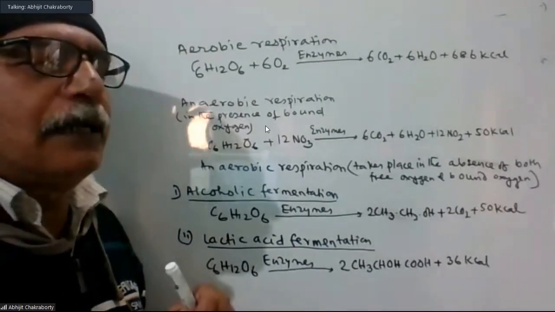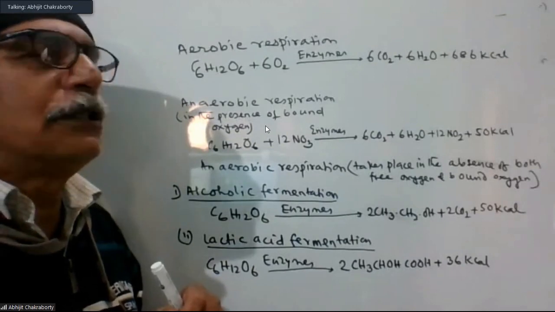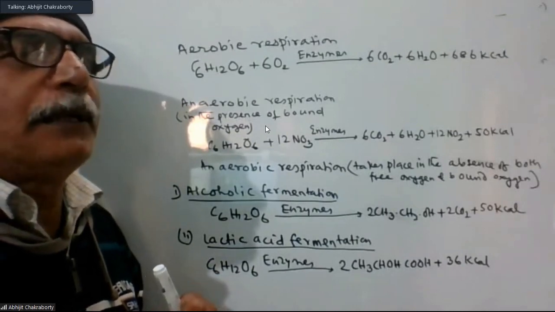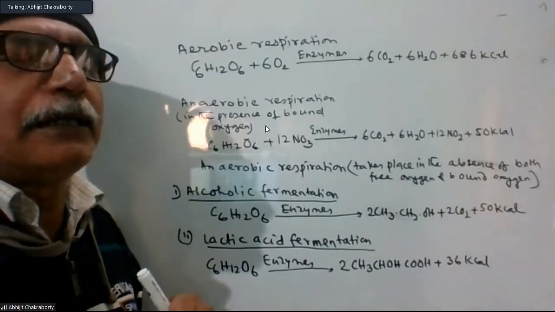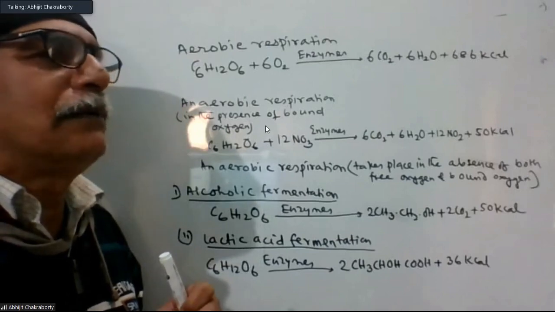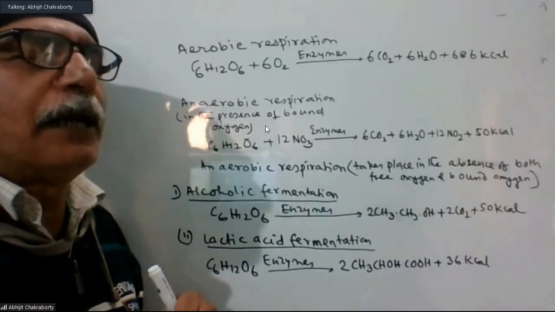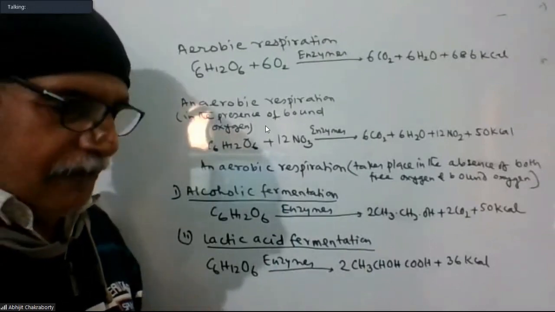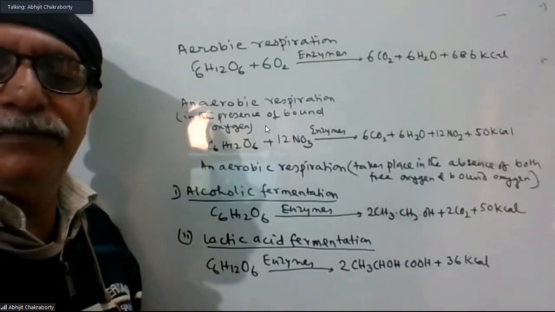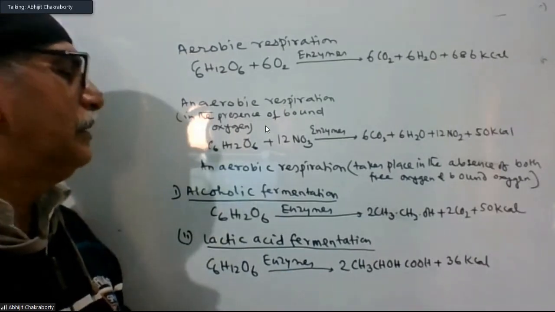In aerobic respiration, there is complete release of energy and also complete oxidation of the glucose. In anaerobic respiration in the presence of bound oxygen, complete oxidation of glucose occurs but partial release of energy takes place. In anaerobic respiration that occurs in the absence of both free oxygen and bound oxygen, there is incomplete breakdown of glucose and partial release of energy both. Now is it clear to you? Yes, sir. Okay, that's fine.